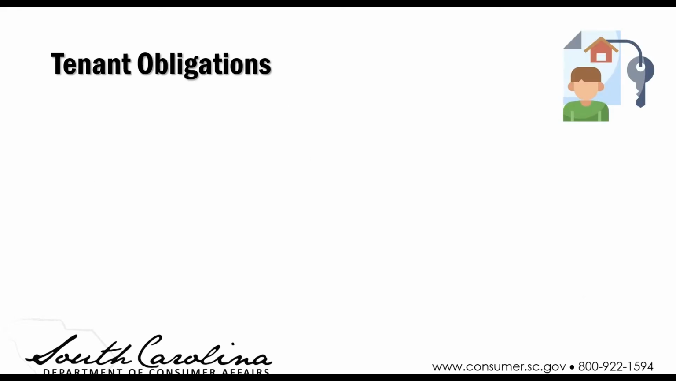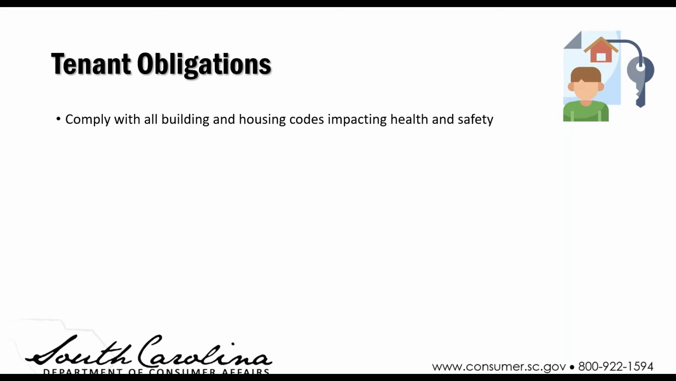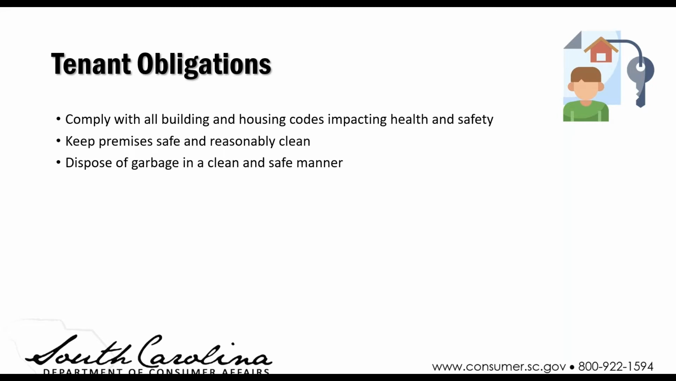Tenant obligations. The tenant must also comply with housing codes impacting health and safety. The tenant must keep the premises safe and reasonably clean. The tenant must dispose of garbage in a clean and safe manner. The tenant must use facilities and appliances in a reasonable manner. For example, if by chance the electricity gets cut off and the tenant starts using the oven as a heating source, then that can cause problems with safety and run down the appliance.